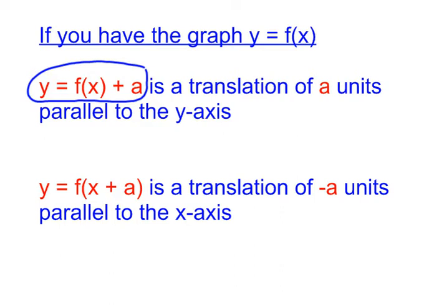And the second one, y equals f(x plus a), that means I've changed the x values too. It's going to change it in the left and right way. But instead of adding a to all of my x values, it's actually taking away a, so the opposite sign of whatever it is. So again, it's changing the left-right way, and it'll be the opposite of what it says has happened to the function.